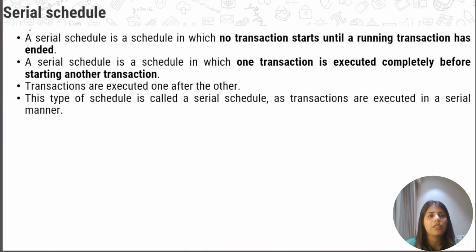Now let's understand what a serial schedule is, which is one type of scheduling. A serial schedule is a schedule in which no transaction starts until the running transaction has ended. A serial schedule is one in which one transaction is executed completely before starting another transaction. Transactions are executed one after the other. We have seen that just now. This type of schedule is called a serial schedule, as transactions are executed in a serial manner, which means one after the other. T1 will be executed first, then T2, and then T3.